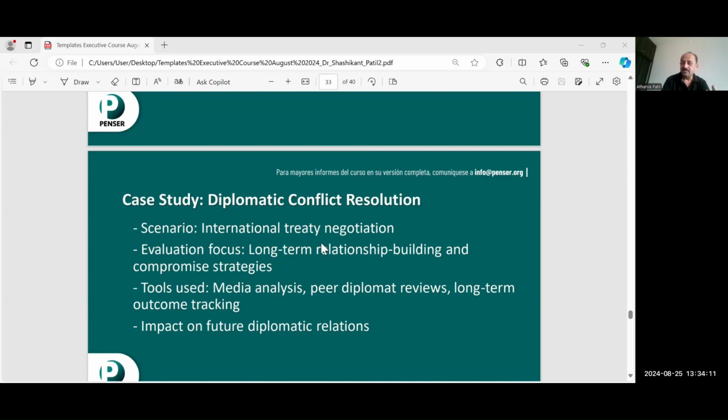You need to be a skillful negotiator here. You need to ask certain questions, where to live, whether to agree. So the evaluation focus will be on long-term relationship building and compromise strategies. Tools used here can be media analysis, peer diplomat reviews, and long-term outcome tracking, and it will impact future diplomatic relations.